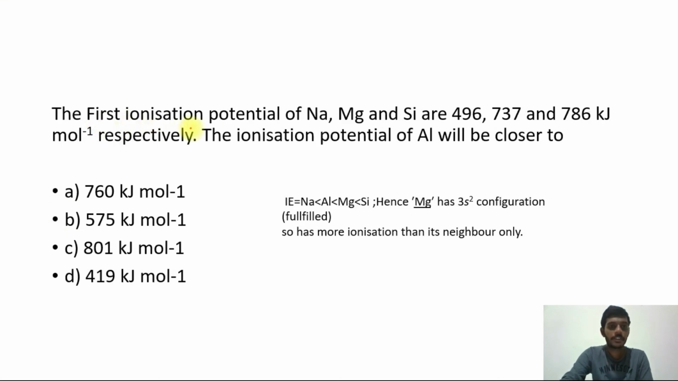The first ionization potentials of sodium, magnesium and silicon are 496, 737 and 786 kilojoules per mole respectively. The ionization potential of aluminium will be closer to. The ionization energy will increase from left to right. We know that magnesium has a 3s2 configuration, which is completely filled. So option B is the correct answer.